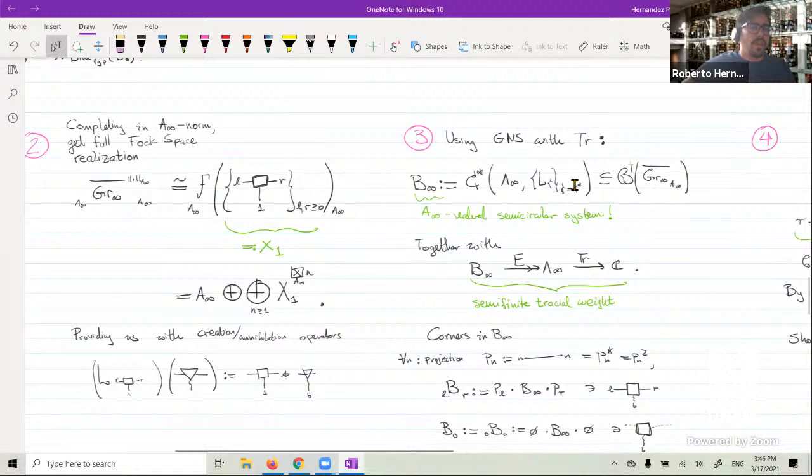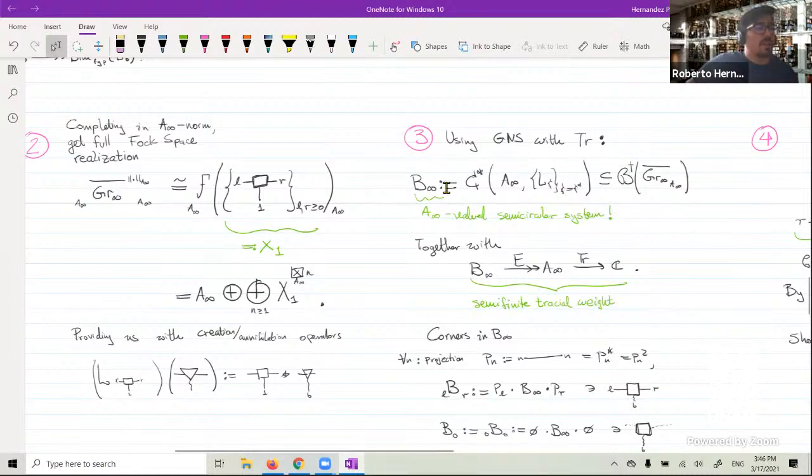So you can think that we have embedded our algebras in some space of operators, and there we can take a C-star completion, or take a C-star norm. And what we get at the end is a C-star algebra B infinity that contains A infinity and all these weird operators. You can forget about them.